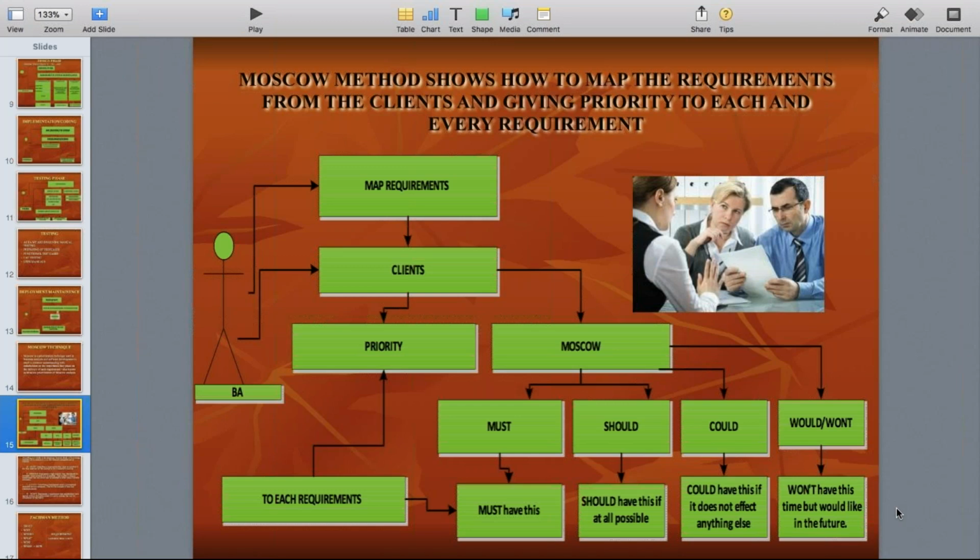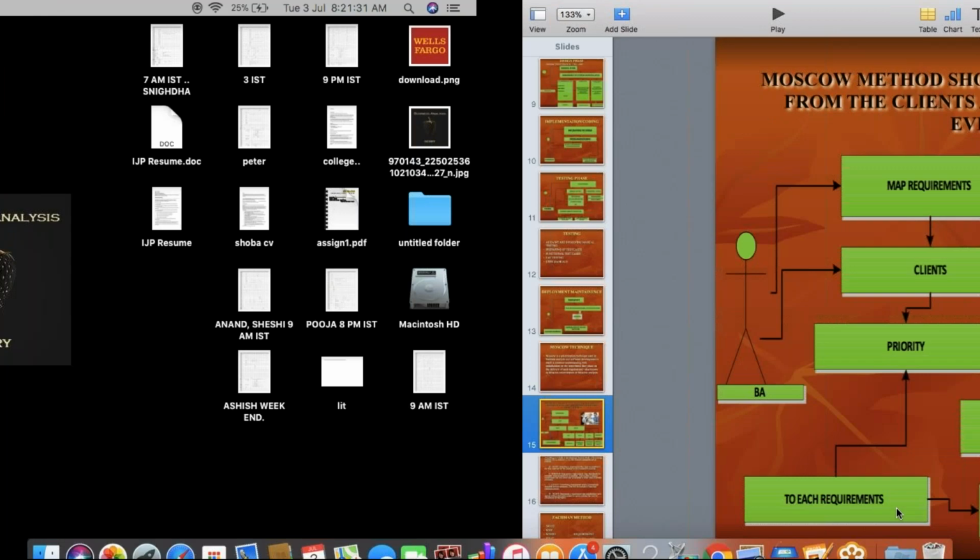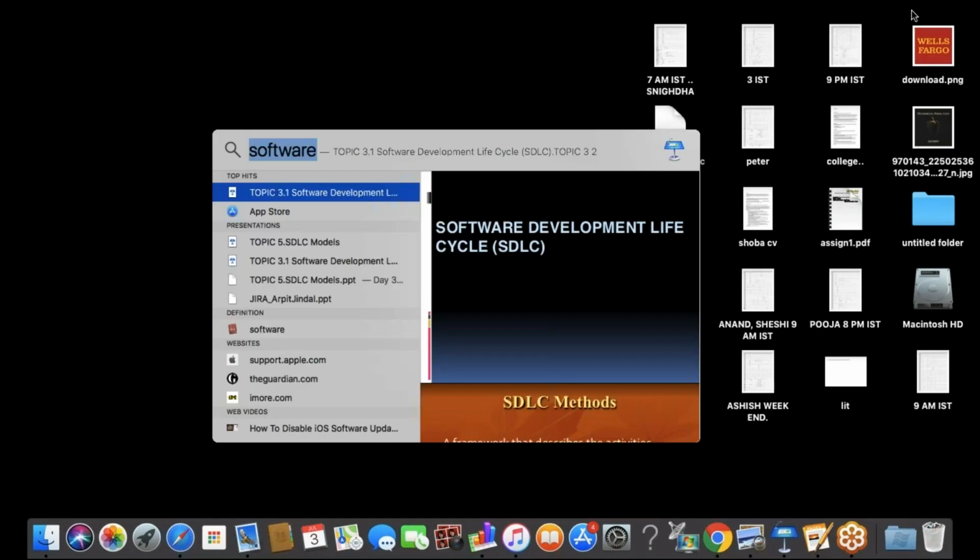So end of the day, what happens is we delete. I mean, we don't put this could and would or won't in the sheet. We only put must and should in the sheet. Sheet means what? Requirements template. I will show you the requirement template now.